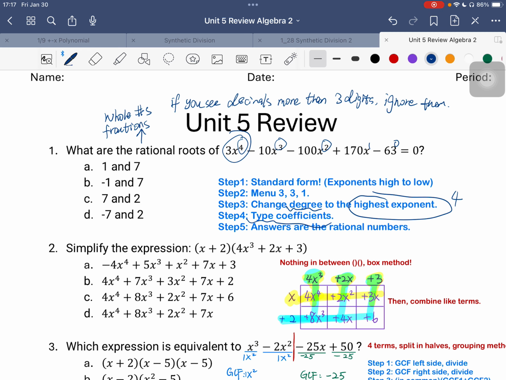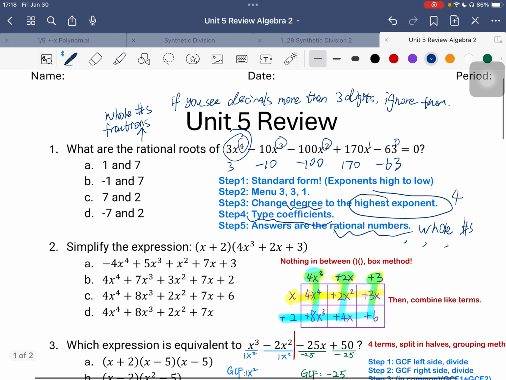You type in all the coefficients. For this question it is 3, -10, -100, +170, and -63. Then you press enter. Just give me the rational numbers or the whole numbers. Make sure you see the comma. If you have 3 commas, that means you have 4 answers. So the answers, the solutions or the roots, are separated by commas.